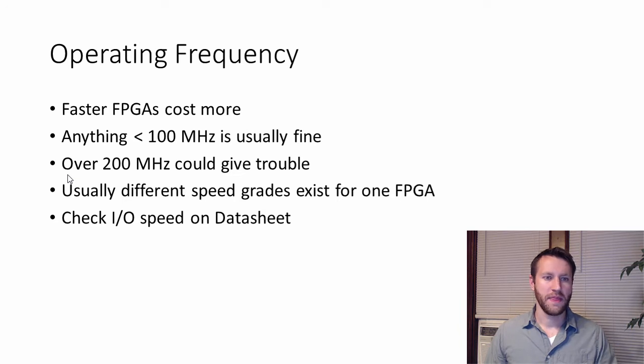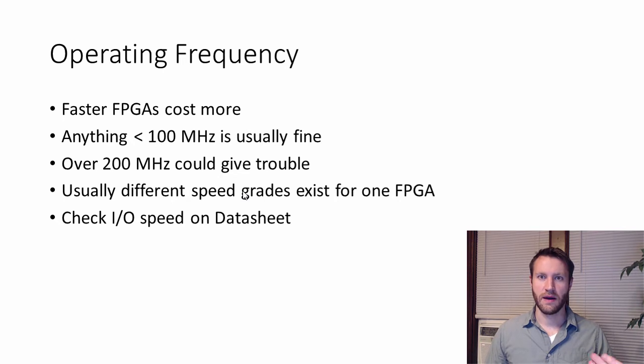And then different speed grades exist for one FPGA package. Usually that's like a -3, -2, -1. Those are the different speed grades. -3 is usually the fastest, -2 is the mid-range, -1 is the slowest. And you can look at the individual data sheets for each one of those speed grades to see how fast things run.